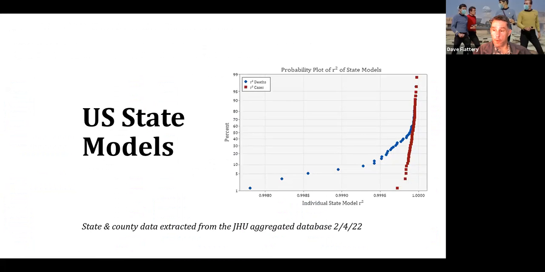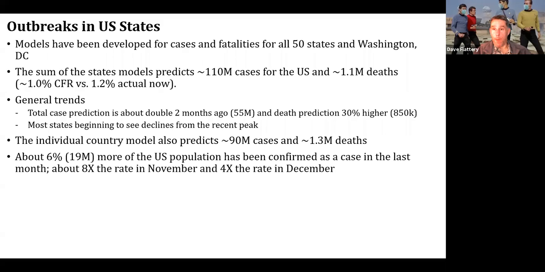These, of course, are also from Friday. The models for countries change around as countries become more or less significant, but for states, it's just always the 50 states plus Washington. And the sum of the state models predicts about 110 million cases for the U.S. and about 1.1 million deaths. So that's a 1% CFR versus what it is actually right now.